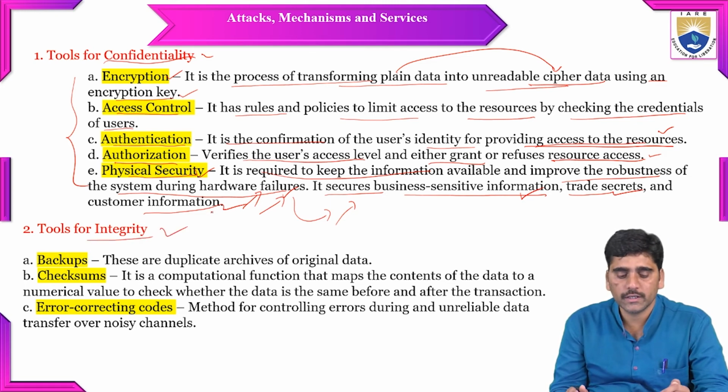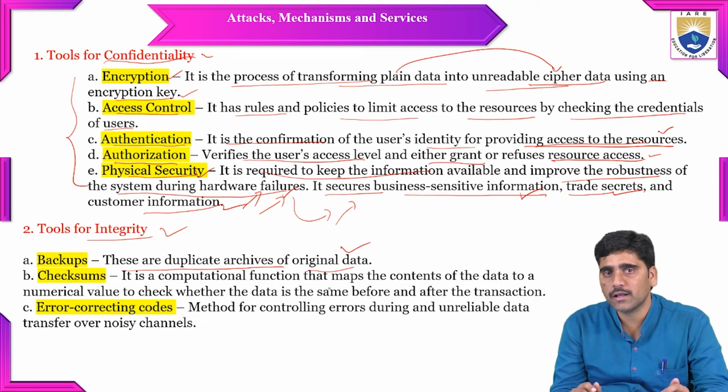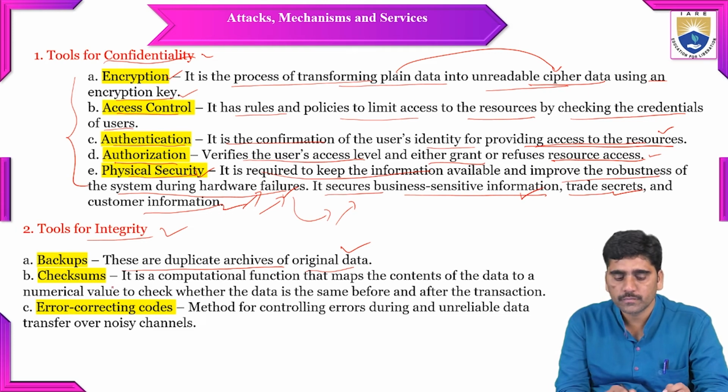Tools for integrity purpose. First, taking backups. These are duplicate archives of original data. Whenever you take a backup, the data is listed automatically and it asks whether duplication is available, and whether to remove or copy. So you need to take all the backups as duplicate archives.